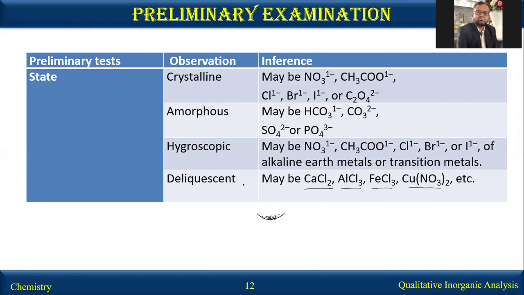So it helps you to identify your given salt easily. If the state of your salt is hygroscopic, then you can easily understand it could be acetate, nitrate, chloride, bromide, iodide, etc. And which acetate and chloride, bromide could be there? It could be of calcium, aluminium, iron, cobalt. So identifying hygroscopic and deliquescent compounds makes your analysis easier.